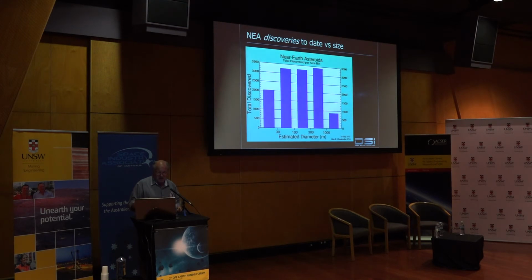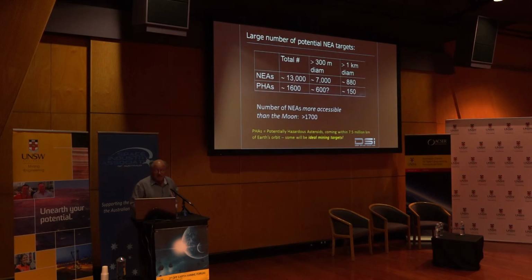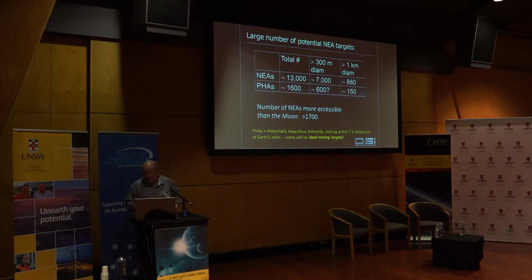If you look at those histograms there's something like 9,000, 10,000 near-Earth asteroids above about 30 metres diameter. We think that the good mining targets are those above about 100 metres diameter. A substantial number of those near-Earth asteroids are more accessible than the Moon, and a substantial number are in fact potentially hazardous asteroids too. So we diminish the risk of Earth impact as we mine these things.